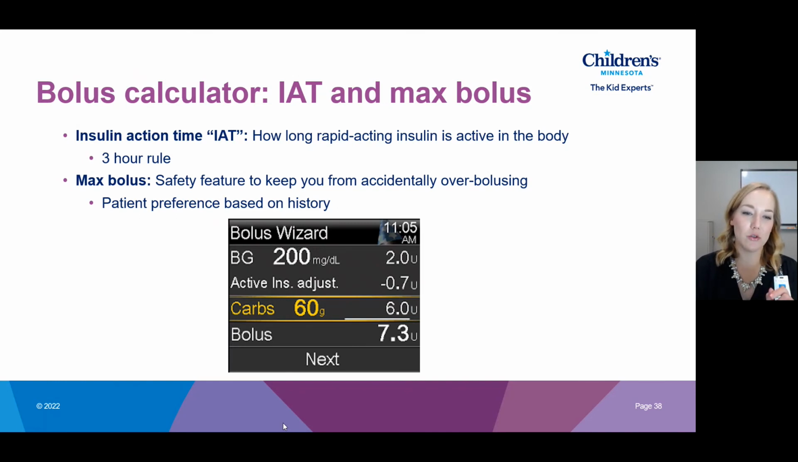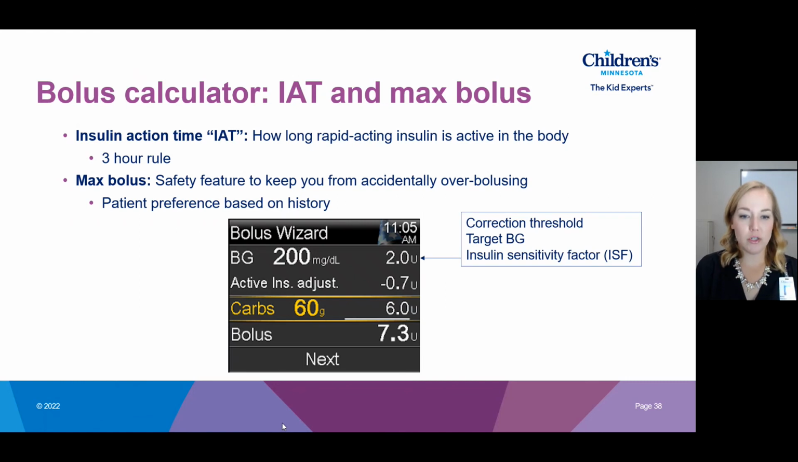So this is what a dose calculator may look like. It's one brand, all of them look a little different, but the components are pretty much the same. So this is showing us that the person inputted their blood sugar at 200 and that they're eating 60 grams of carbs. At the bottom, the pump is recommending 7.3 units of insulin. Now, how did it get there?